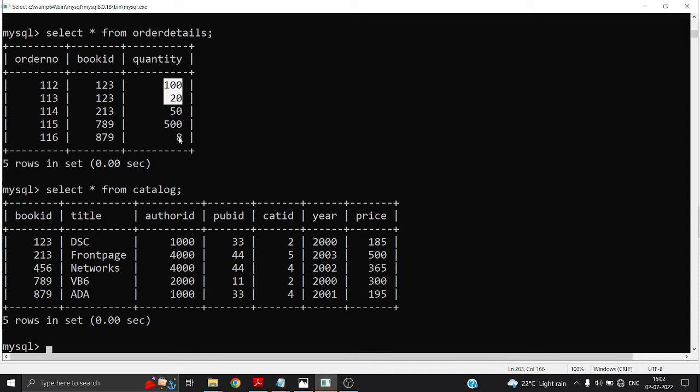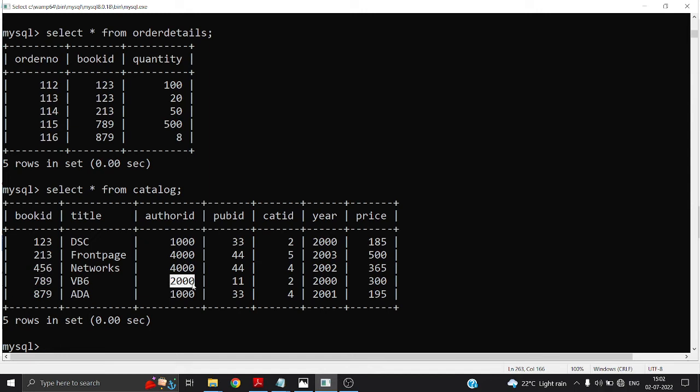Now we get to know which textbook is having the maximum sales. Our job is to identify who is the author of this particular textbook. By taking this information, 789, we need to come to the catalog table. In the catalog table, we are supposed to identify which textbook it is and who the author is. For 789, its author is 2000. So now we get to know who the author of this particular textbook is.